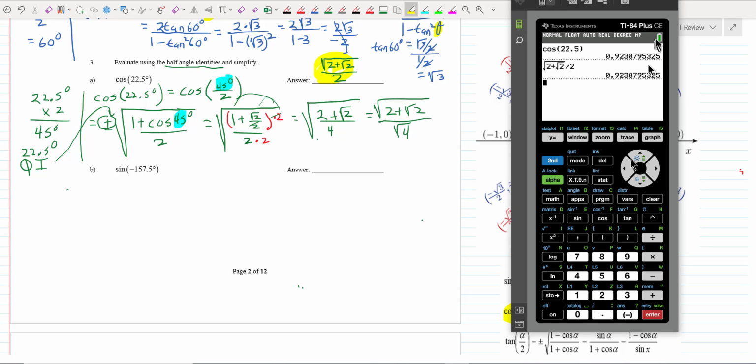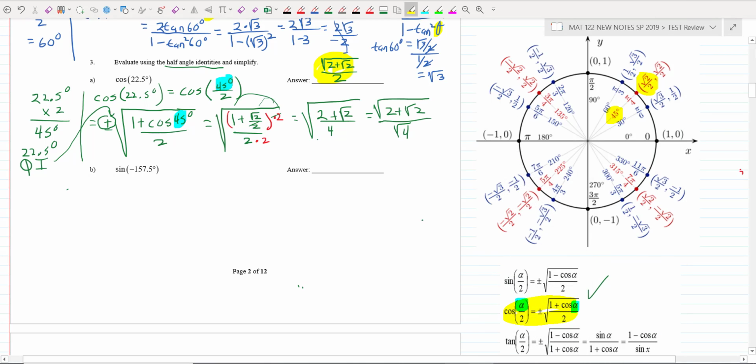Okay, the next problem is the half-angle identity for sine. So again, we start this off the same way. You want to just double that angle. It's okay that it's a negative angle. It's not going to make any difference. So that is negative 315 degrees. So we want to go ahead and write this as the sine of negative 157.5 degrees is equal to the sine of negative 315 degrees all over 2.